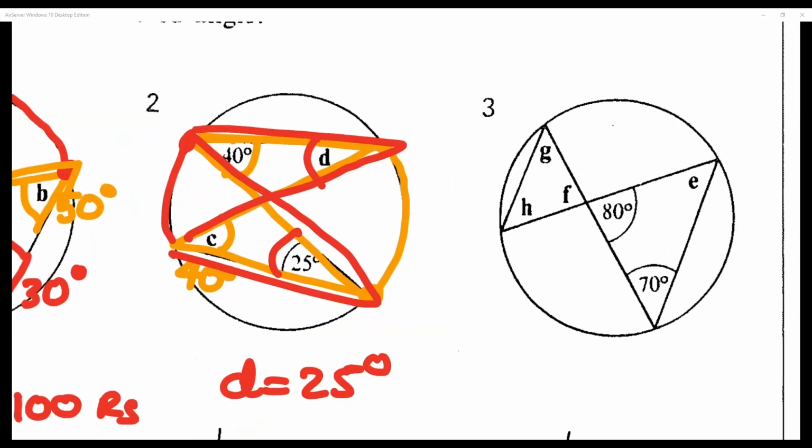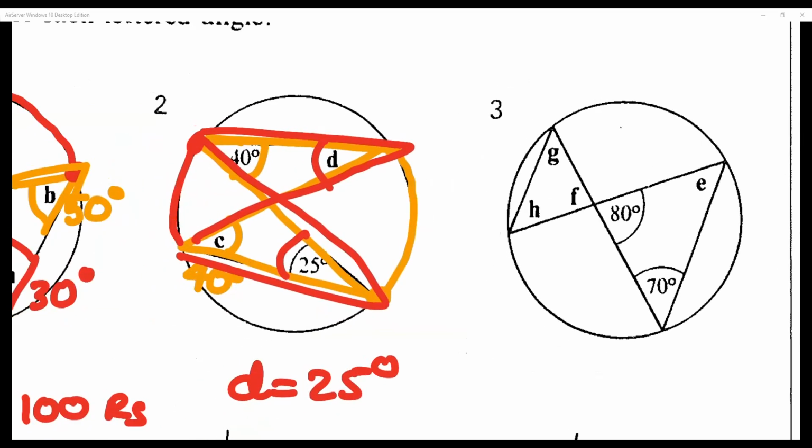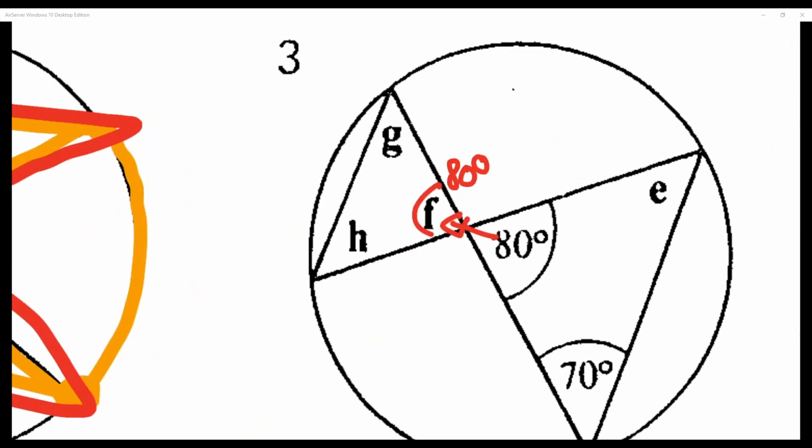Okay, question number 3. I'm going to go through this nice and quickly. So this is 80. Okay, Asadullah, quick fire. F is equal to what? 80. Because vertically opposite angles are equal. At the moment, we are orating them. We are talking about them. Later on, we will be writing them.